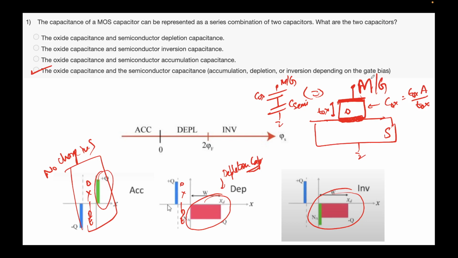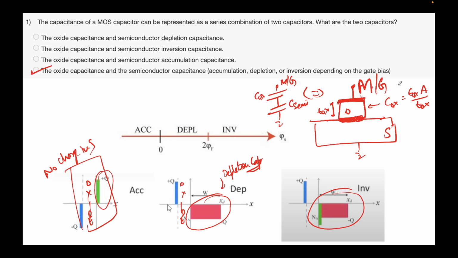Please recall, the question can be asked in different formats. For instance, MOSCAP can be represented as a series combination of two capacitors, the oxide capacitor and the semiconductor capacitor. Which of these capacitors will vary according to gate bias? The oxide capacitance will not vary, it will remain fixed. However, the semiconductor capacitance can vary. We'll see this when we talk about the low frequency CV and high frequency CV curves.